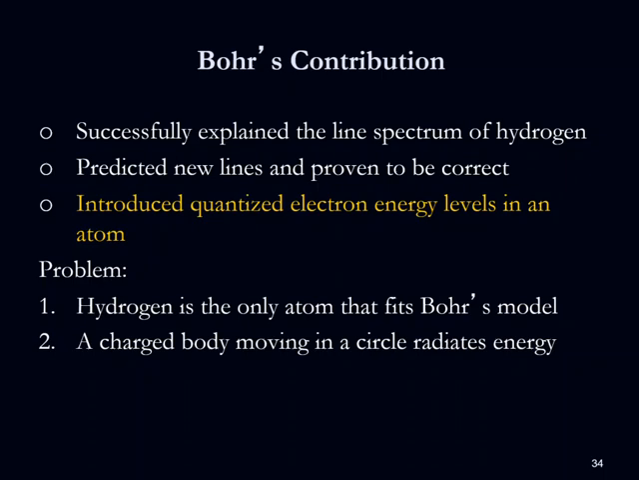The other problem is this, that given the current laws of physics, this charged body moving in a circle radiating energy should end up crashing down into the nucleus, and we know that it doesn't. And so nobody could explain why that electron, if it was moving in a circle radiating energy in the form of the light that we saw in the spectrum, wasn't crashing down to the nucleus.